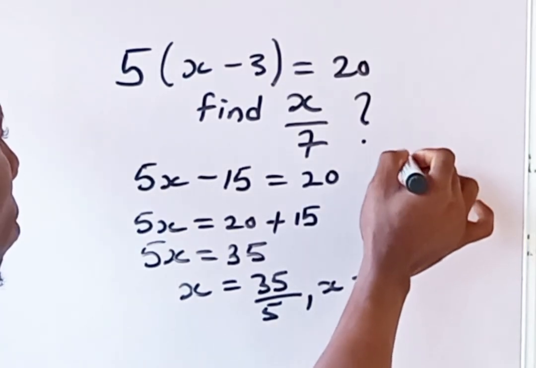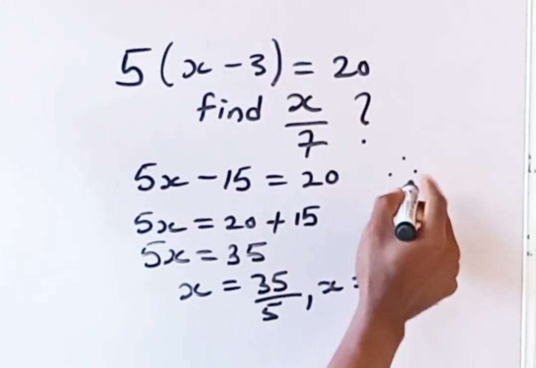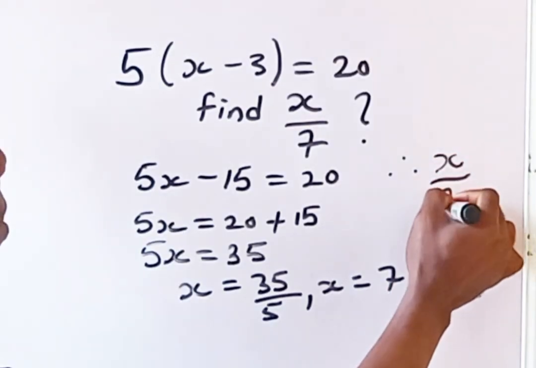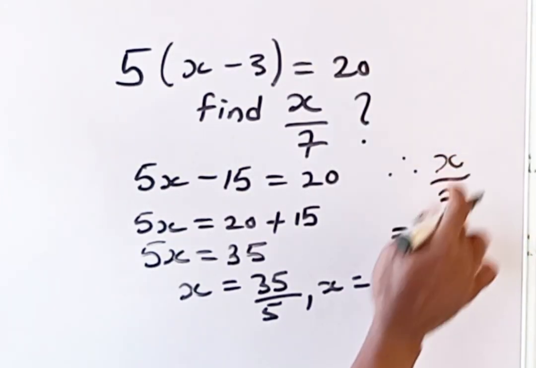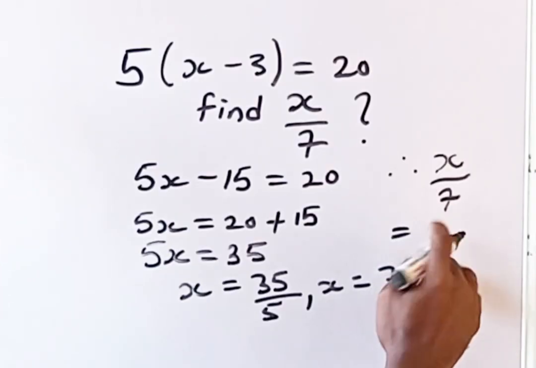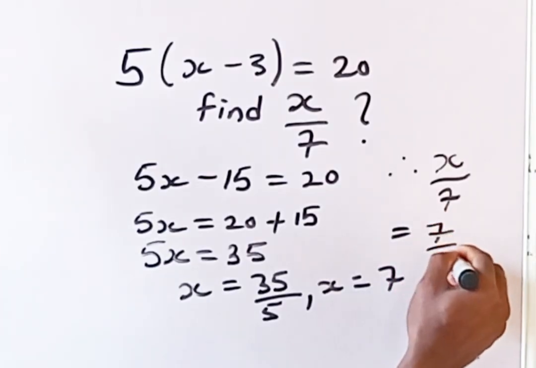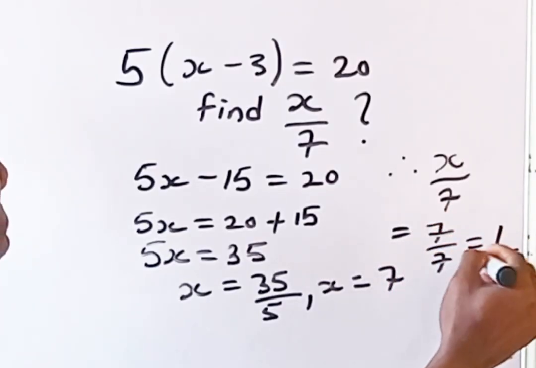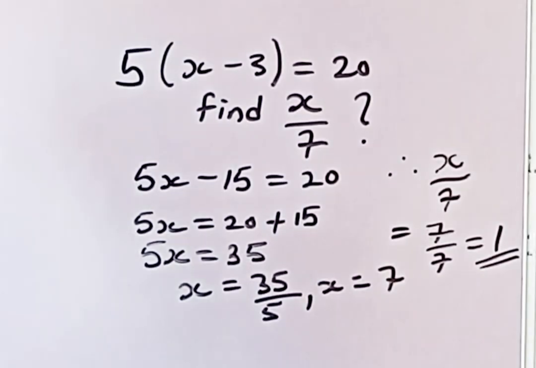Therefore, x over 7 is equal to, what is our x? 7. 7 divided by 7, which equals 1. So our final answer is 1.